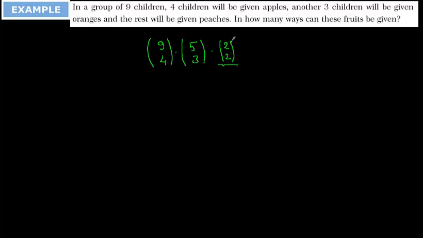But we need to know this one. If you have 2, and you are going to give 2 of them, so you are going to select 2 of them, it means that you are not selecting anything here. And when you calculate, you are going to see the answer of this part is going to be equal to 1. So 9 choose 4, 5 choose 3 times 1 is going to be our answer.